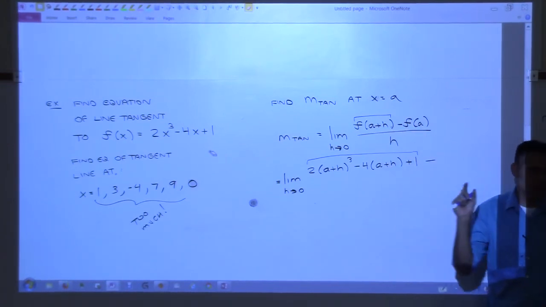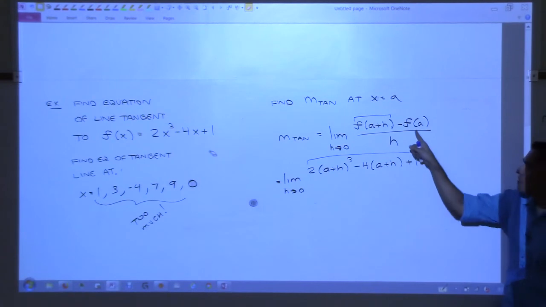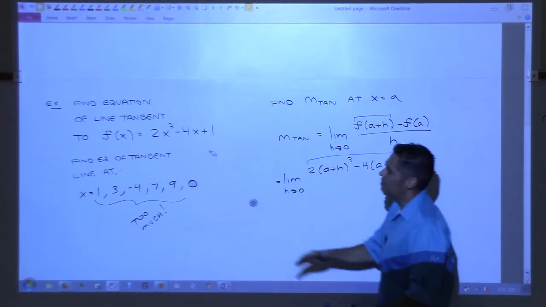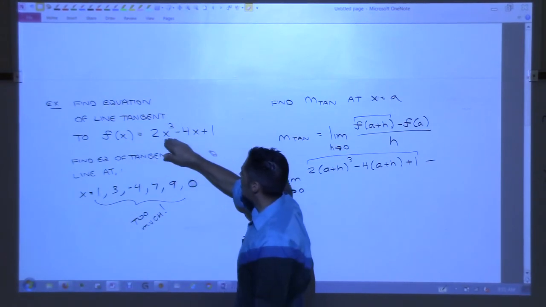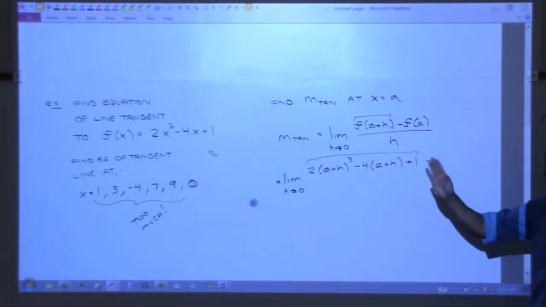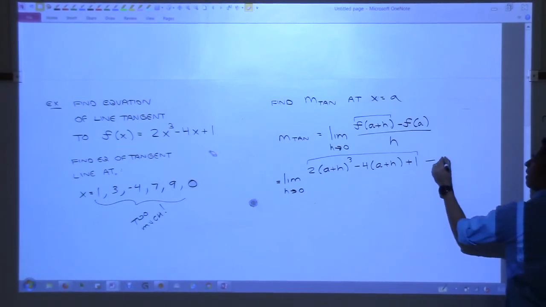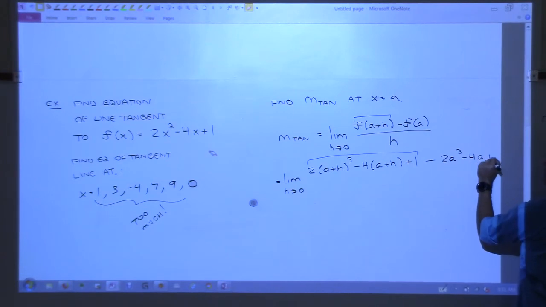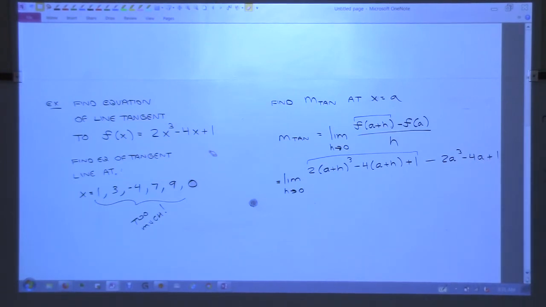This is no longer a nice number. In the previous example, that was just negative 1, wasn't it? But this time, it's f of a, and I don't know what a is. So f of a is this function with a replaced for x. So isn't that going to be 3 terms? It's going to be 3 separate terms. It's going to be 2a cubed minus 4a plus 1. Now, what am I missing here? Because that's not correct.